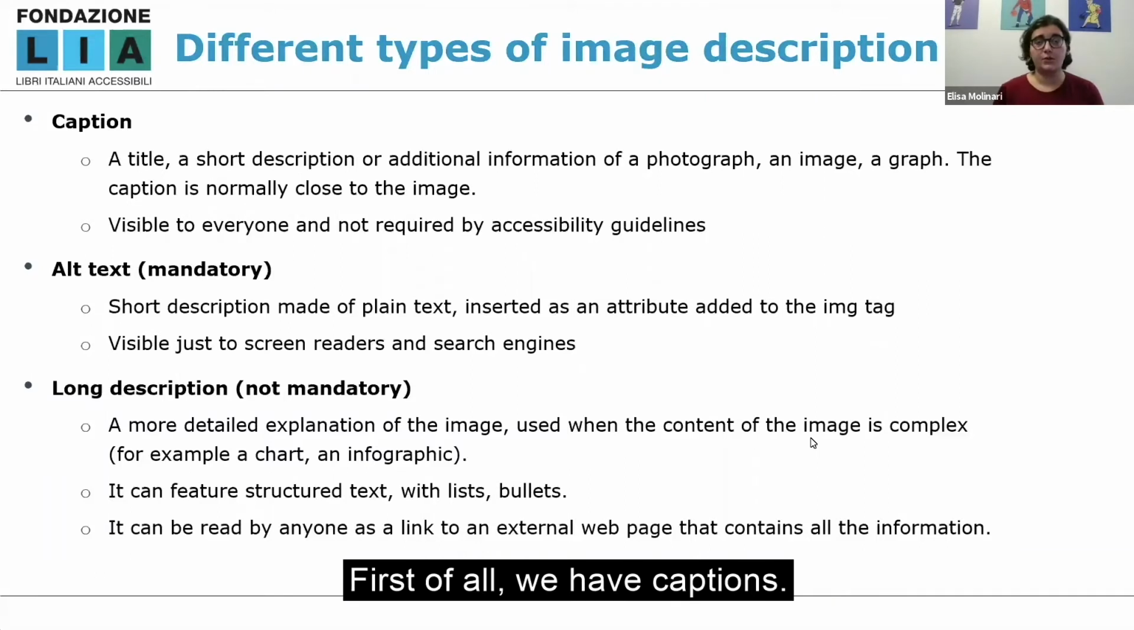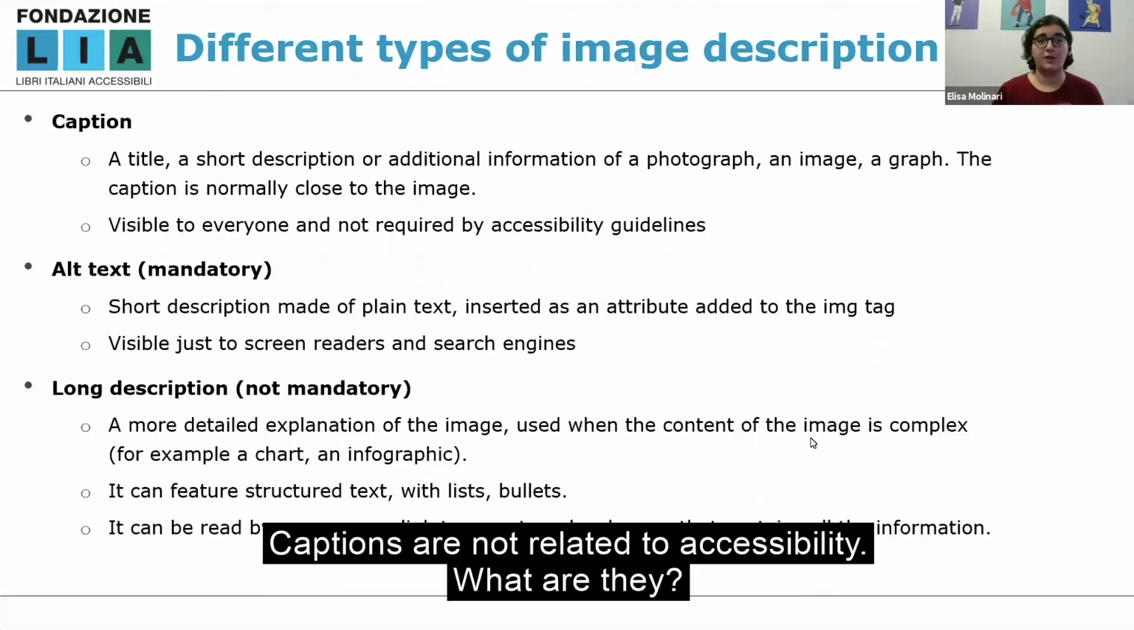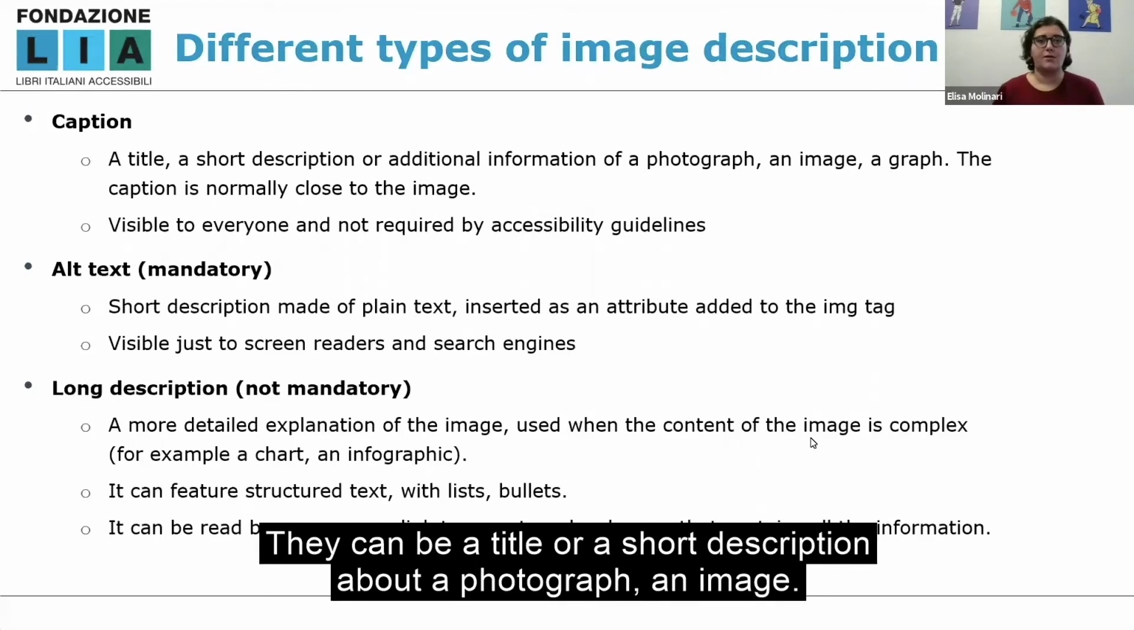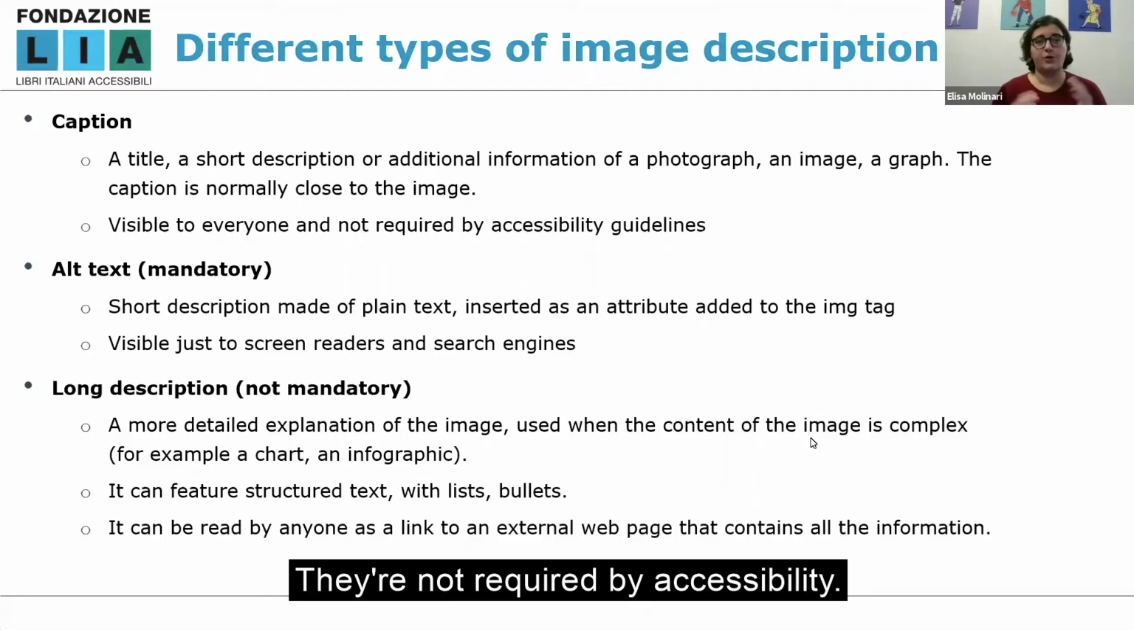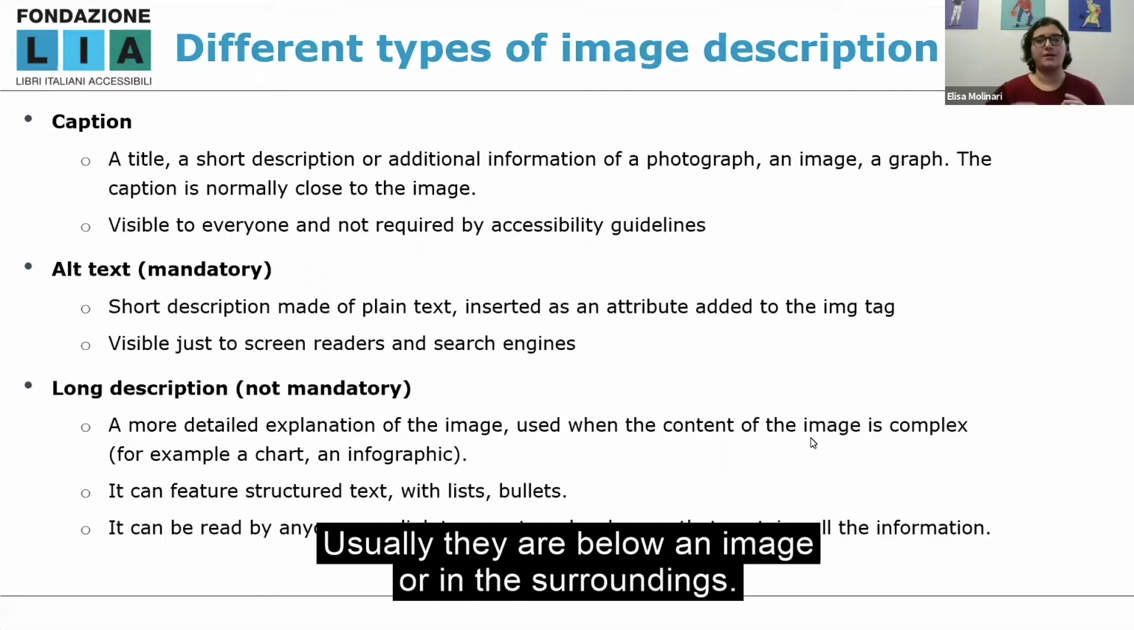First of all, we have captions. Captions are not related to accessibility. And what are they? They can be a title or a short description about a photograph, an image. They are visible to everyone, so it's not just for screen readers, and they're not required by accessibility. Usually they are below an image or in the surrounding.